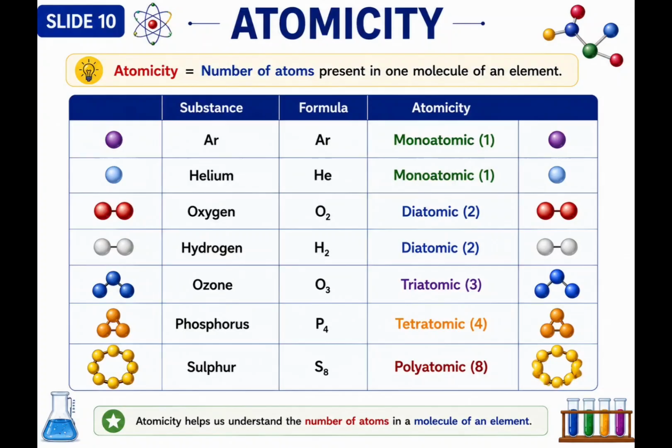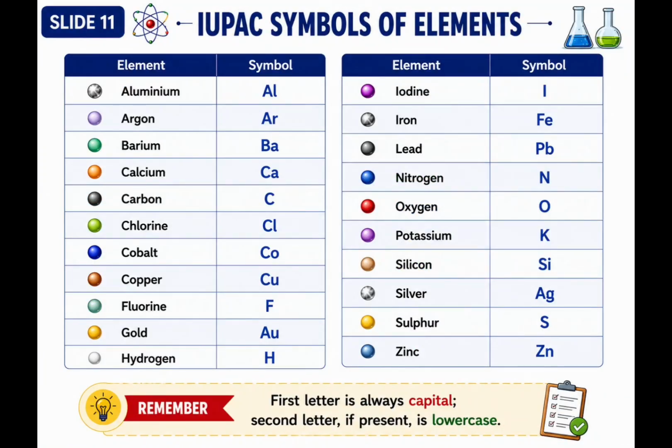So the trick is very simple. Look at the formula and count the atoms. Imagine writing the word oxygen every time we want to talk about oxygen. That would be quite boring. So scientists used short symbols. Oxygen becomes O, hydrogen becomes H, carbon becomes C, aluminium becomes Al, chlorine becomes Cl, and many more.